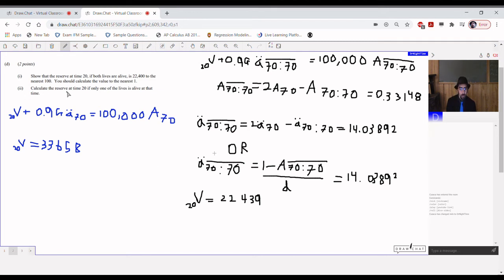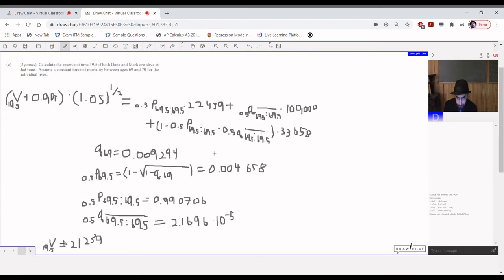Then for the reserve at time 20, if only one of the lives is alive, that's actually much, much simpler. If only one life is alive, then you don't care about the dead person anymore. The dead person isn't contributing anymore. You can view it like it's essentially a life insurance policy on just the one person. So it's just policy value at time 20 plus 0.9 G A double dot 70 equals 100,000 big A 70. You can look both these up in the table. Finally, numbers you can just look up from the tables. You get V at 20 equals 33,658.